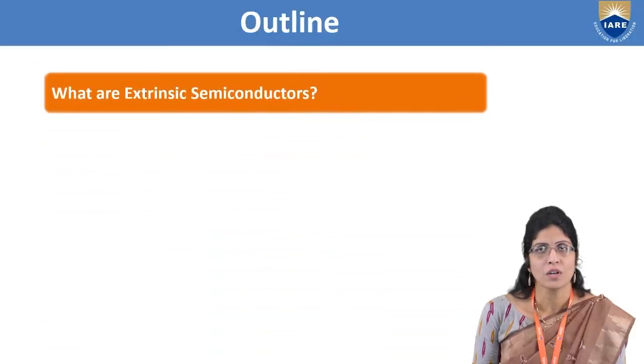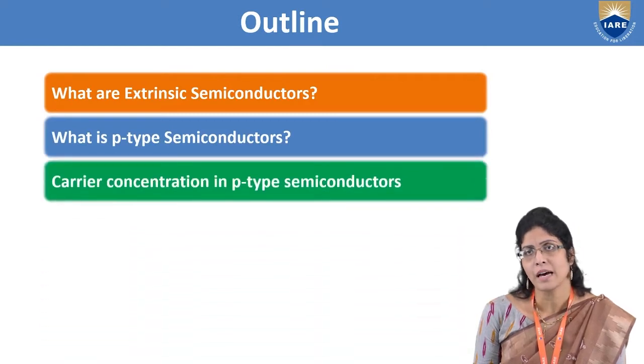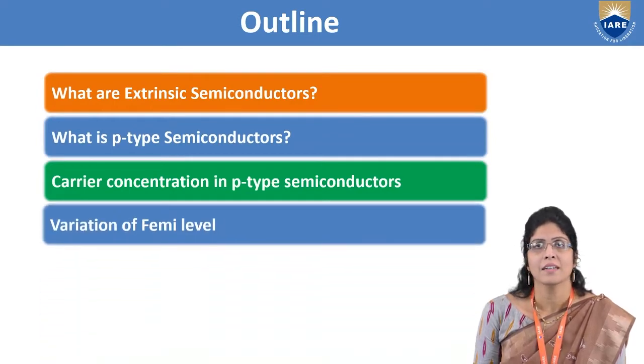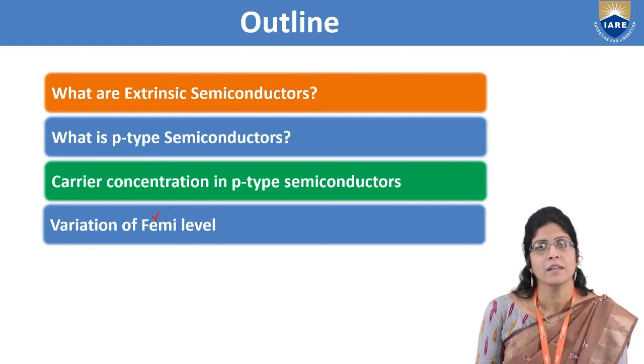In this video lecture also, we will be seeing what intrinsic semiconductors are, once again we'll recall, and what p-type semiconductors are, how they are formed, and how we can arrive at the concentration in the p-type semiconductors, taking the majority charge carriers, what they are, and how the Fermi level will vary when there is a rise in the temperature as well as a rise in the number of acceptor impurities.